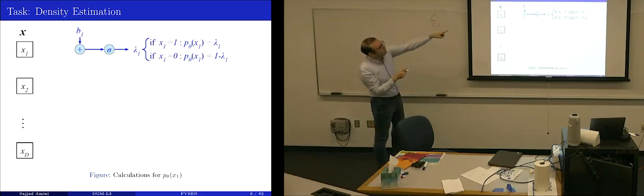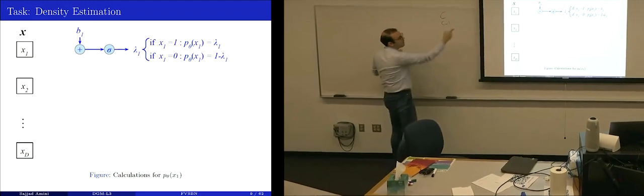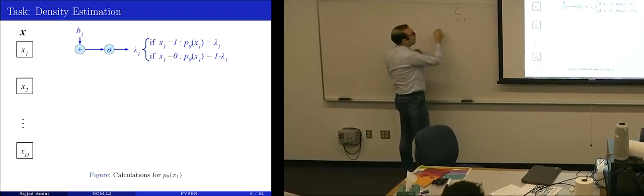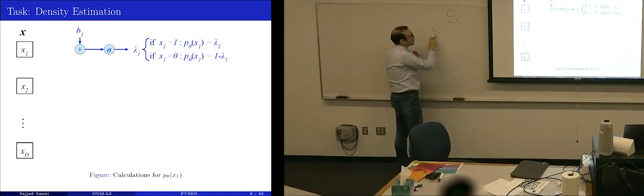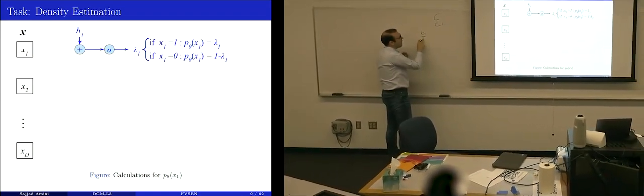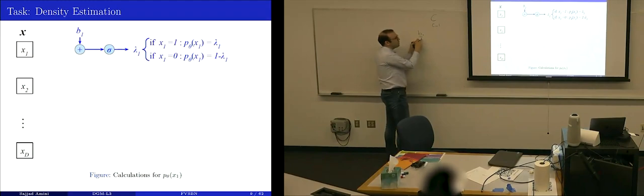So instead of a scalar b, assume that I have a vector b. This vector can be an arbitrary vector, and an arbitrary vector cannot be the parameter of a categorical distribution. What should I do?